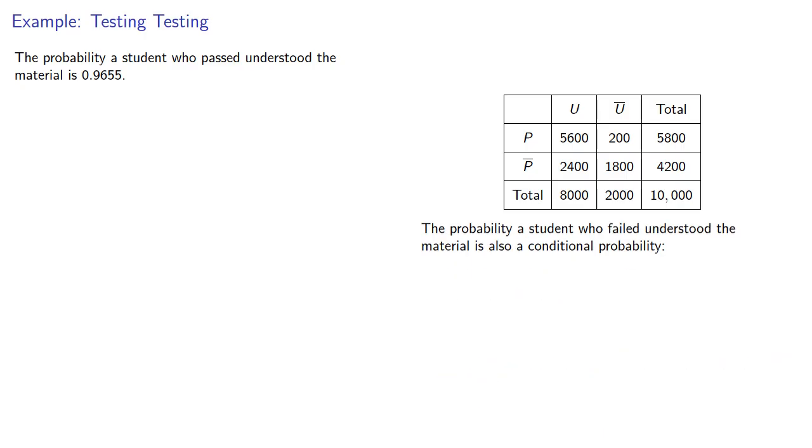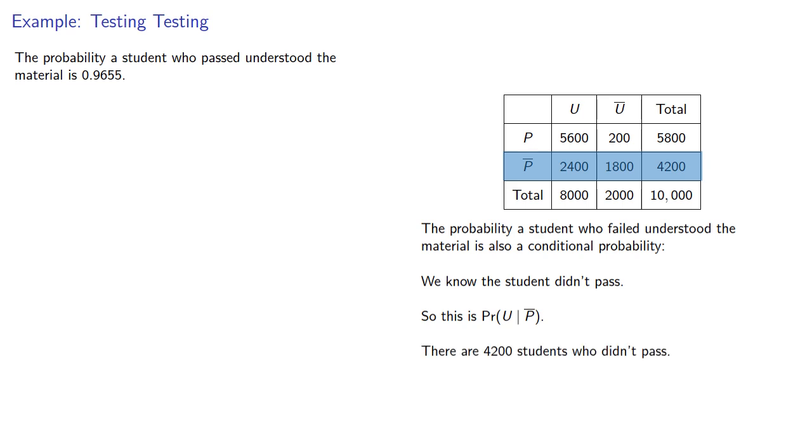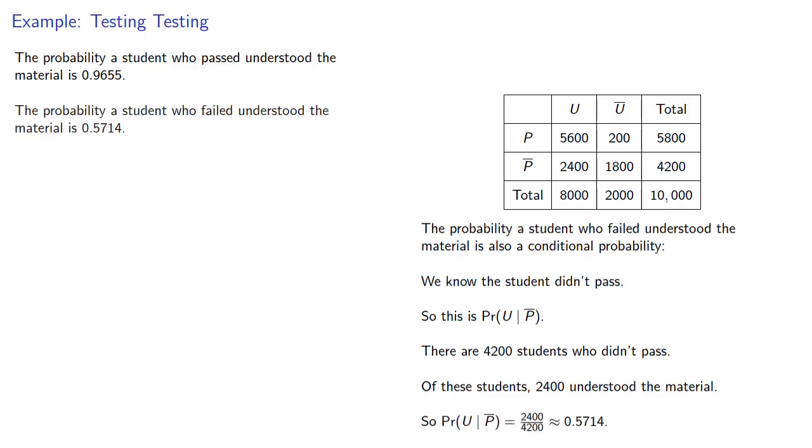The probability a student who failed understood the material is also a conditional probability. We know the student didn't pass. This is a probability they understood the material given that they didn't pass. And there's 4,200 students who didn't pass, and of these students, 2,400 understood the material. So the probability that someone understood the material given that they didn't pass is 2,400 out of 4,200, or about 57%.